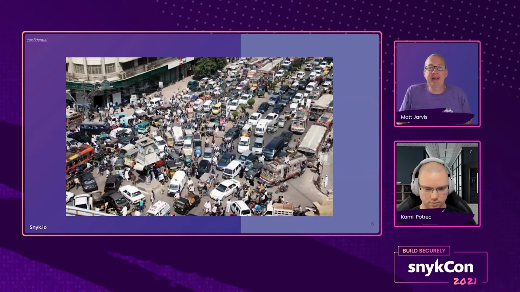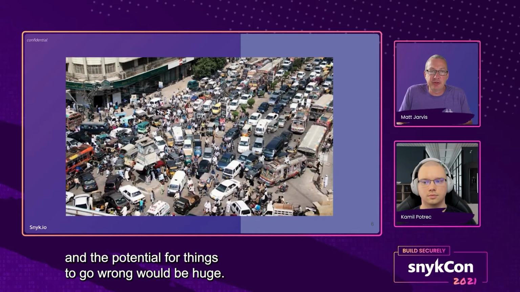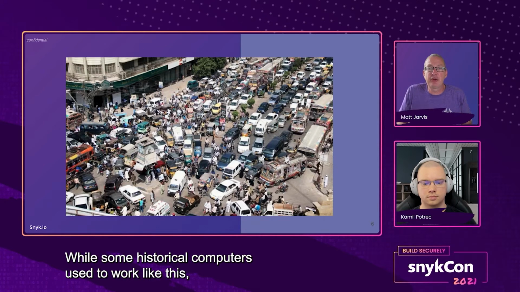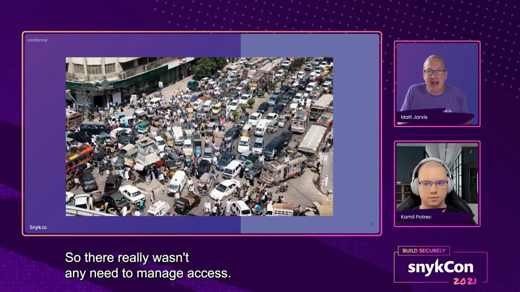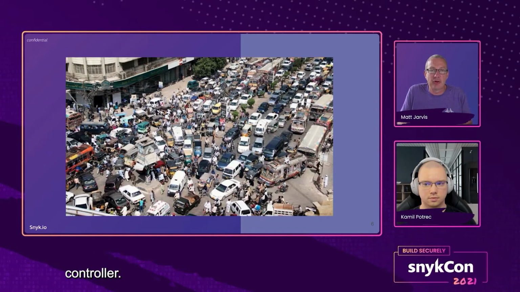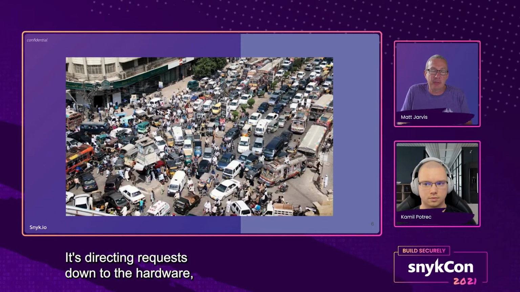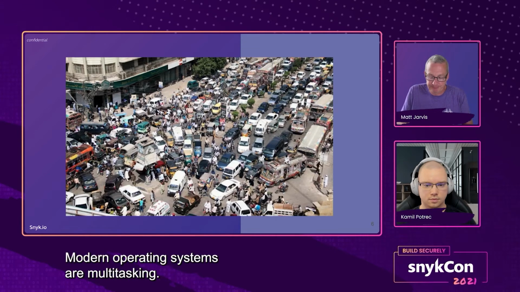And if all of our applications directly access the hardware, then you can imagine that things would get very complicated and the potential for things to go wrong would be huge. While some historical computers used to work like this, in general, they ran single applications. So there really wasn't any need to manage access. And in this way, you can think of the kernel like a traffic controller. It's directing requests down to the hardware in the right order, synchronizing actions and keeping the flow of information happening all the time.